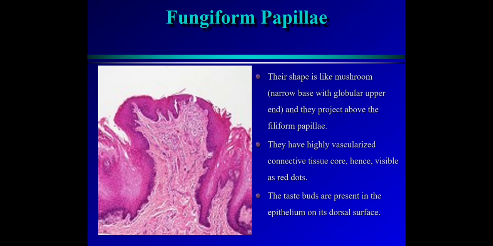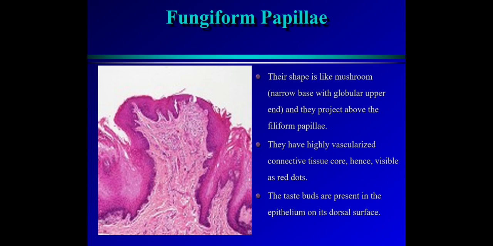The fungiform papillae are shaped like a mushroom. They have a narrow base with a globular upper end, and they project above the filiform papillae. Here this is the fungiform papilla with the rounded top and narrow base. They have highly vascularized connective tissue, hence they are visible as red dots on the dorsum of the tongue. The taste buds are present in the epithelium on the dorsal surface. Okay, so this is regarding the fungiform papillae.